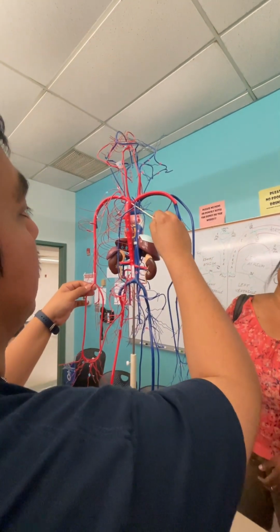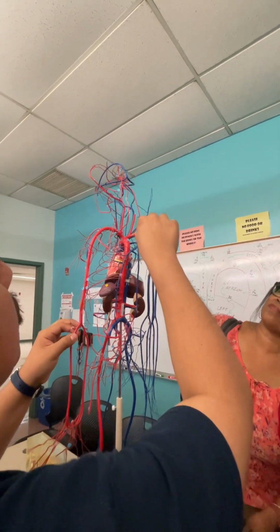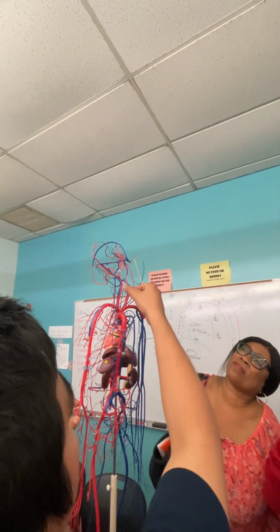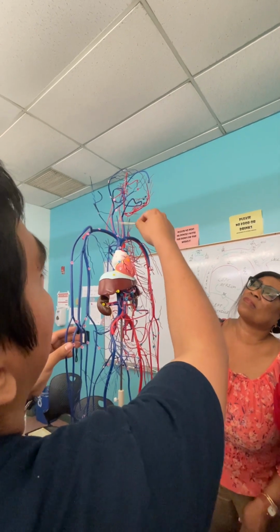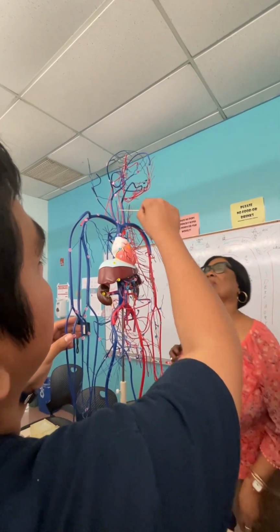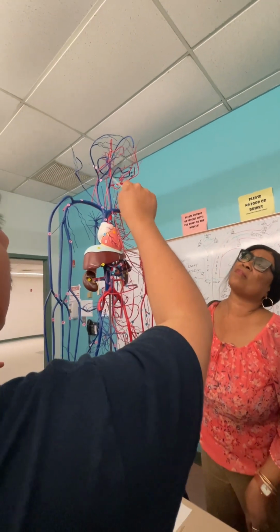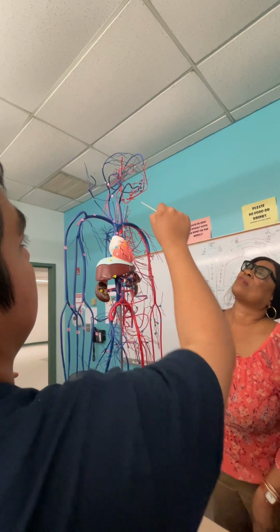Ascending aorta, aortic arch, descending thoracic aorta, descending abdominal aorta. Brachiocephalic trunk, left common carotid artery, left subclavian artery, vertebral arteries on the anterior side. Here's the common carotid, here's the subclavian, here's the common carotid. Kind of hard to see the split. Here's the external and internal carotids right here.